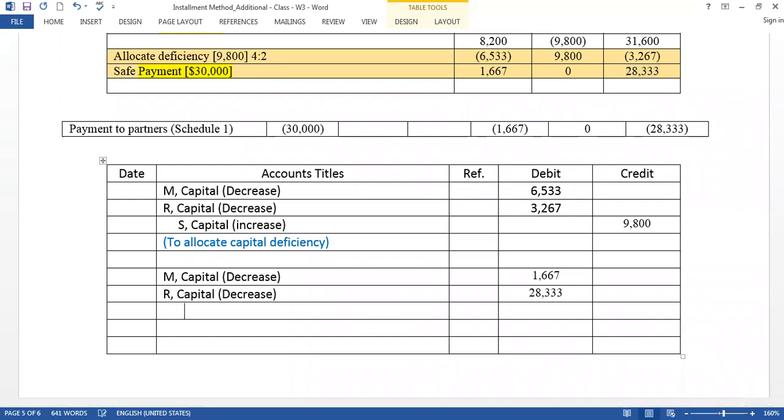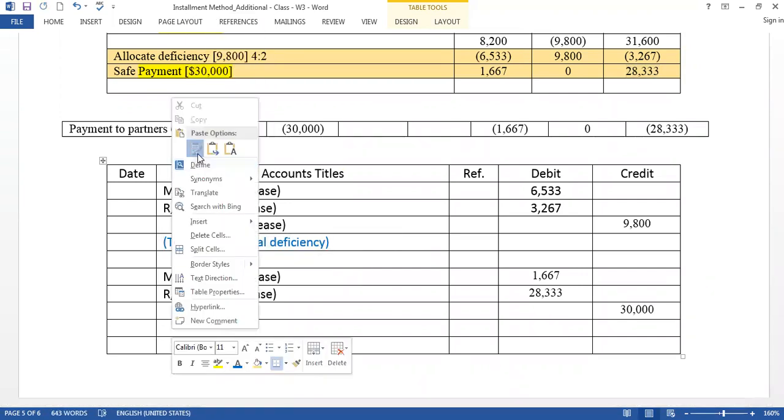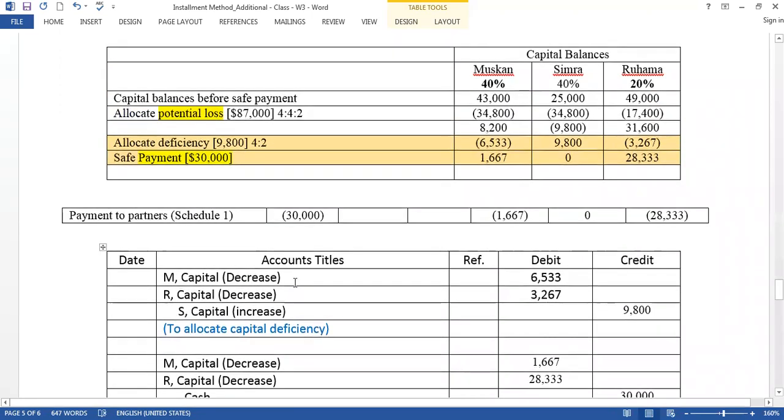And business pays cash. Business pays cash $30,000. Business cash decreases $30,000. So the narration is to record safe payment. Any question?